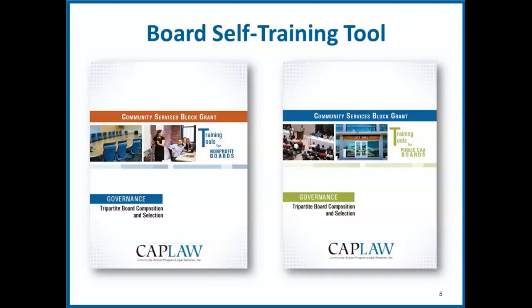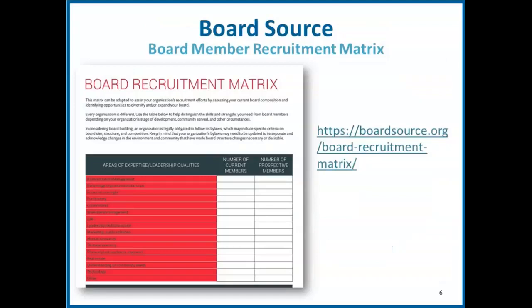Part 1 focuses on the general tripartite board composition and selection information. There's a facilitator packet as well as a PowerPoint for that. Part 2 talks about the public official sector of the board. Again, each piece has that facilitator packet and the PowerPoint presentation to use. Then part 3 is on the low income representative sector, and part 4 is on the private sector. Those are available on the CAPLAW website for you to access and utilize with your board. So just a reminder that those are out there.